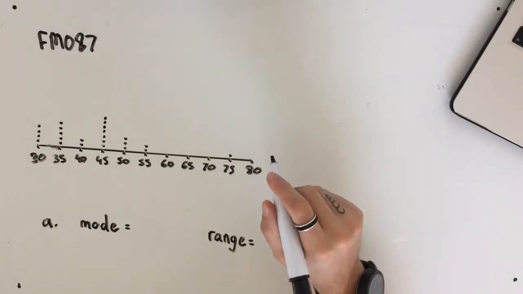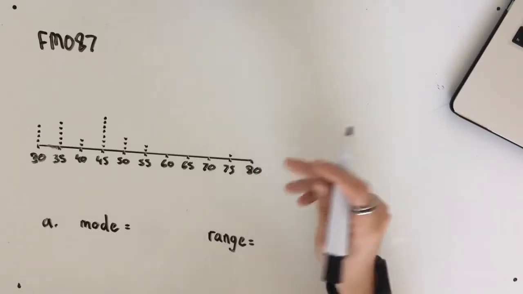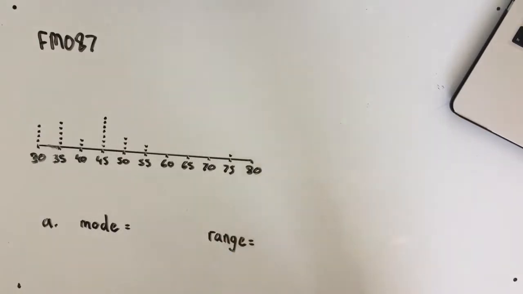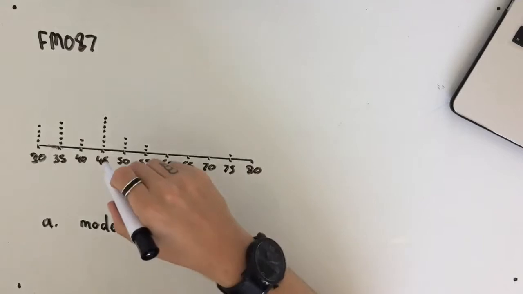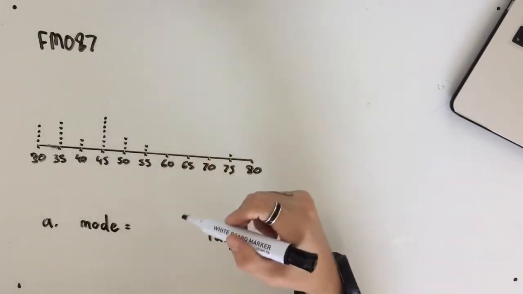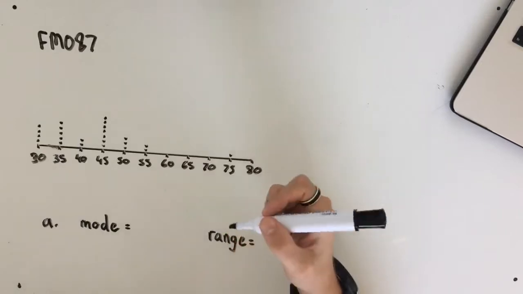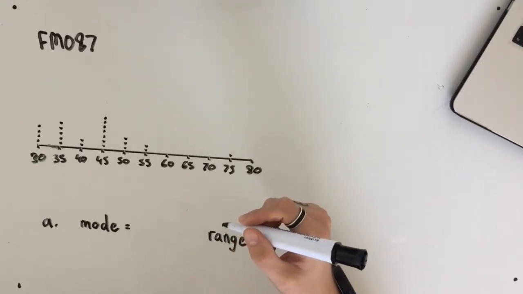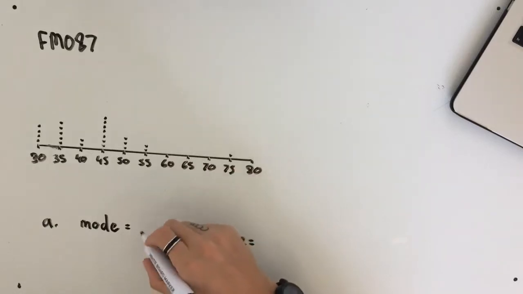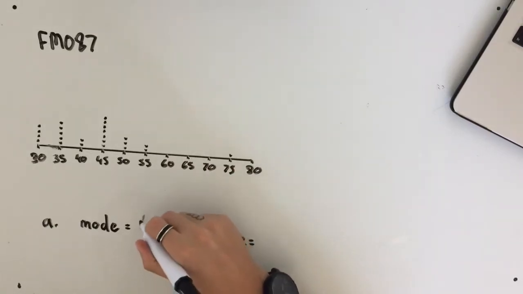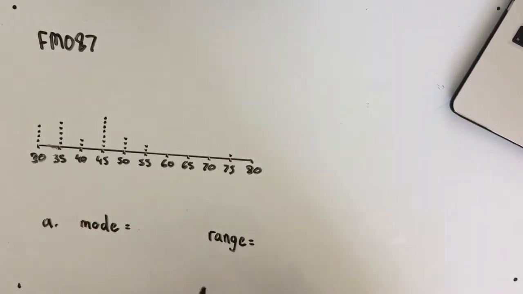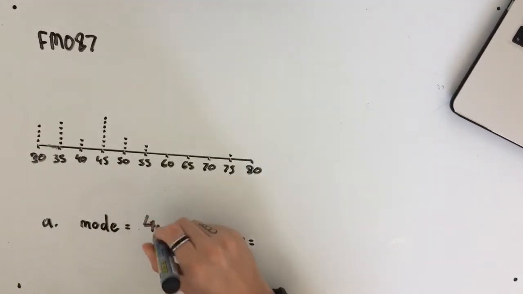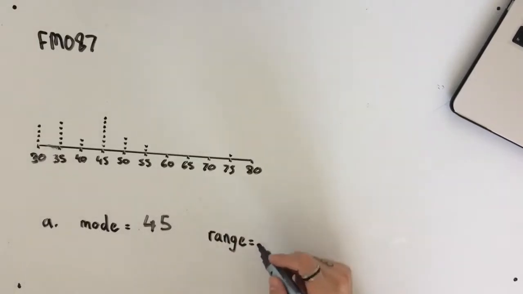Part A says using the information in the dot plot, determine each of the following. First they want the mode, and then they want the range. Now the mode is just the most occurring value, which we can see by the height of these dots here is 45. We've got seven of the male friends who can complete 45 push-ups, and that's the highest of any of these values. So the mode here is 45.